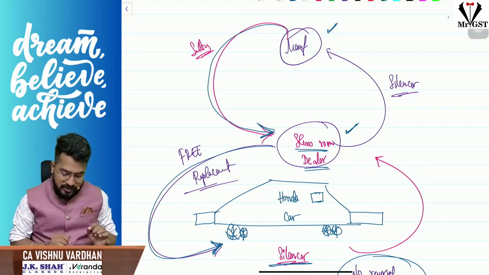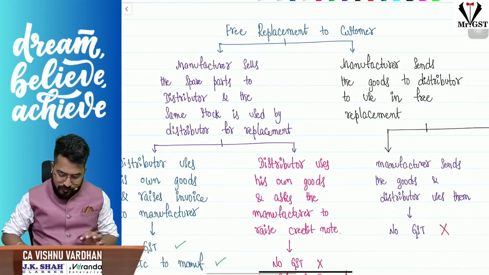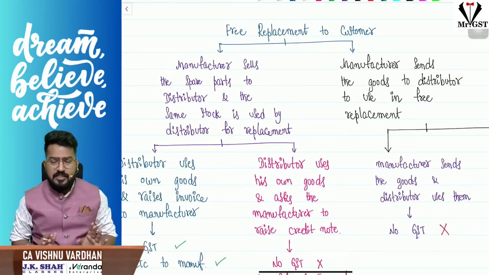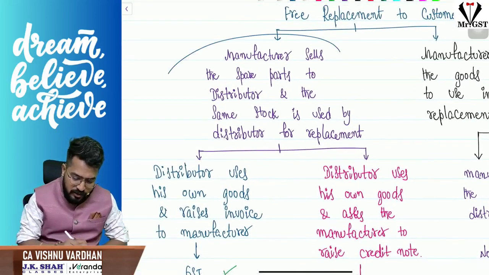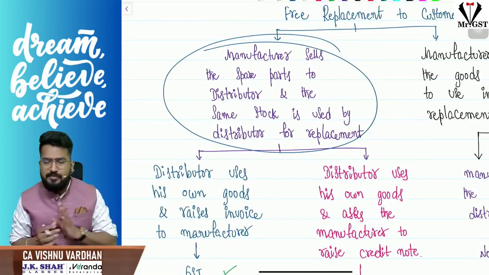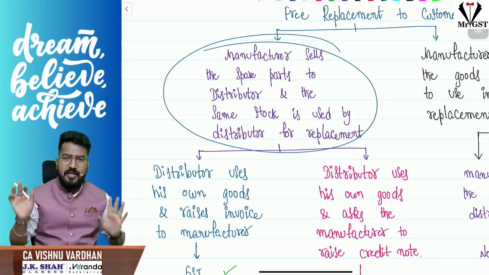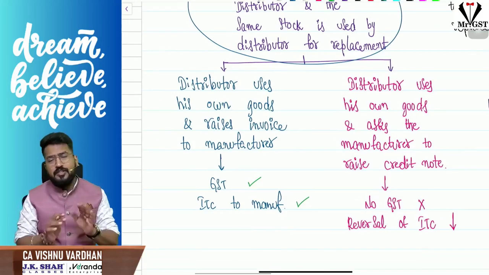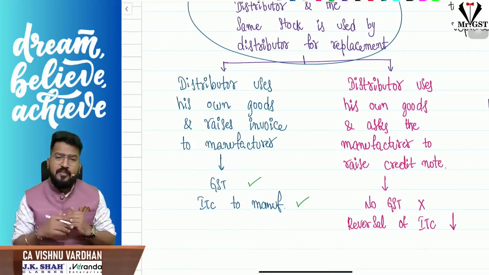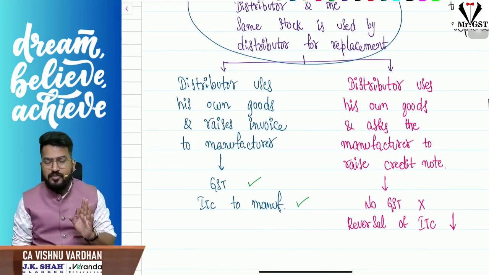What can be the possibilities here? First of all, the free replacement to the customer. The first possibility: the manufacturer generally sells the spare parts to the showroom dealer, and the showroom dealer sells the spare parts from his showroom. That is their normal practice. Now, the silencer should be used for free replacement. What does the distributor do? He will already have some stock which he purchased from the manufacturer and generally sells in the market. That is, he uses his own stock. That can be the possibility.